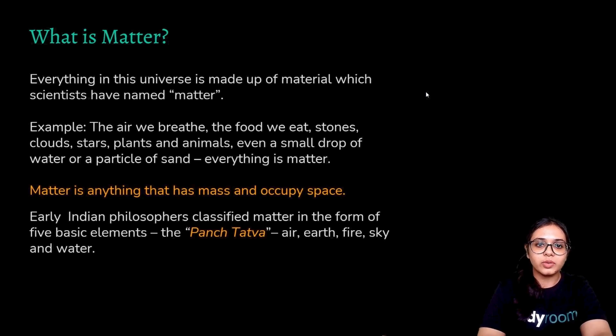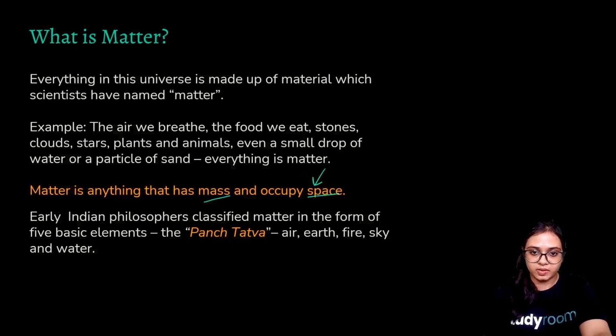So everything in this universe is made up of material which scientists have named matter. Everything surrounding us, that is the air we breathe, the food we eat, stones, clouds, stars, plants, animals, even a small droplet of water or a particle of sand. Everything is matter. But there are two very specific qualities that define what a matter is. And these qualities are that matter is anything that has mass and that occupies space.